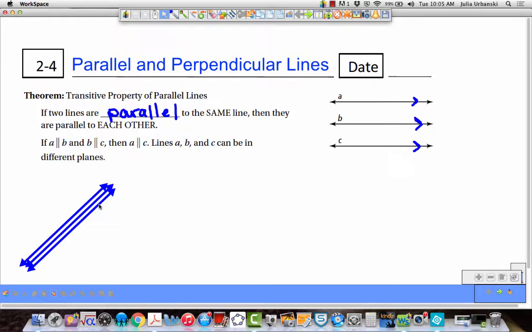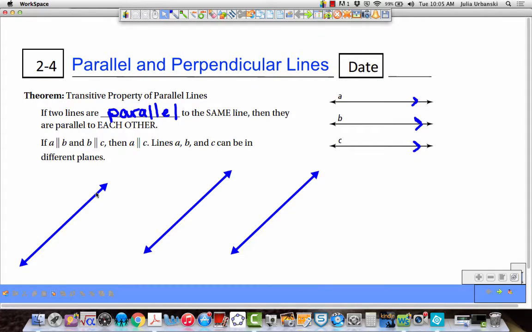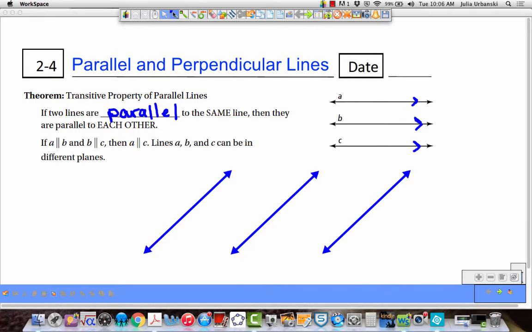So same thing here. They can go slanted. If this line is parallel to this line, which is parallel to this line, you can say that all three lines are parallel. All right, the next one.